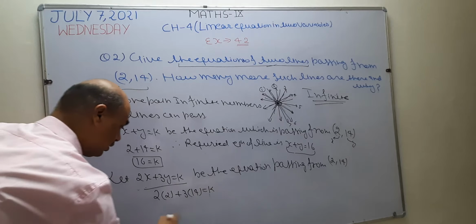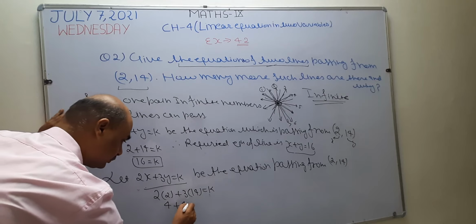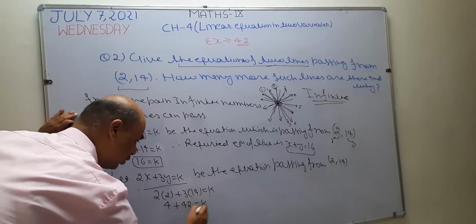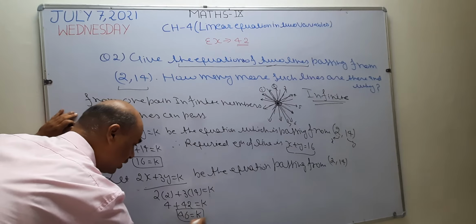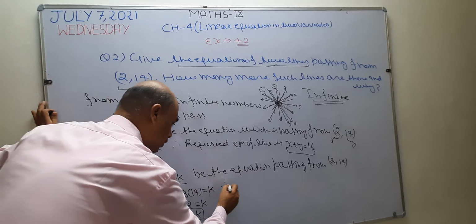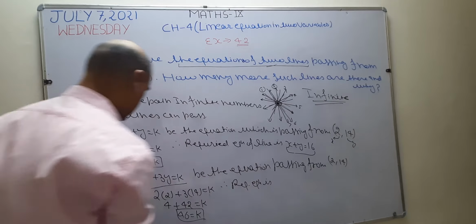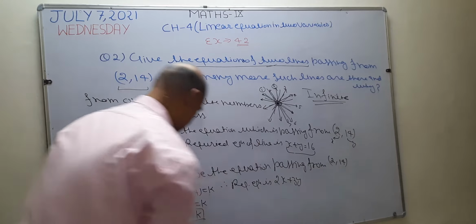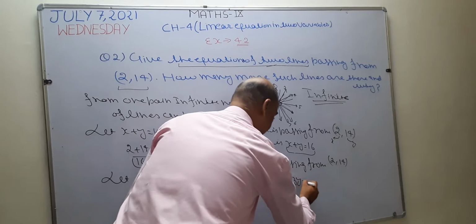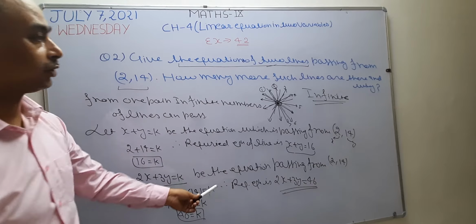Equal to k is there. 2 2s are 4, 3 14s are 42, equal to k. 42 plus 4, 46. The value of k become 46. So therefore required equation is 2x plus 3y, value of k become 46. So I write here 46. This is the second equation which is going to pass from the given point.